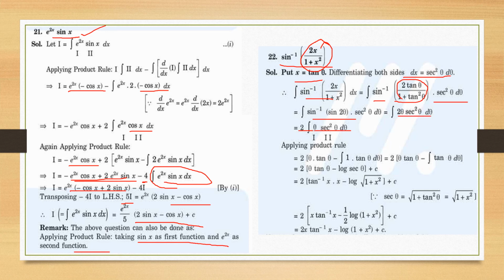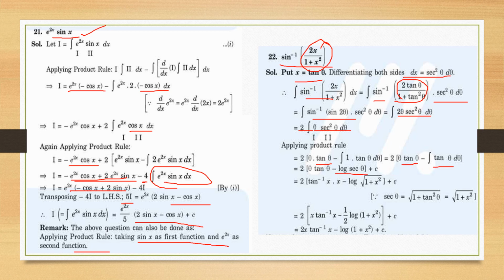Take 2 outside, theta secant square theta, apply product rule: theta times the integral of secant square, which is tan theta, minus the integral of the derivative of theta, which is 1, times the integral of secant square, which is tan theta. This becomes theta tan theta minus the integral of tan theta. What is the integral of tan theta? It is minus log mod.